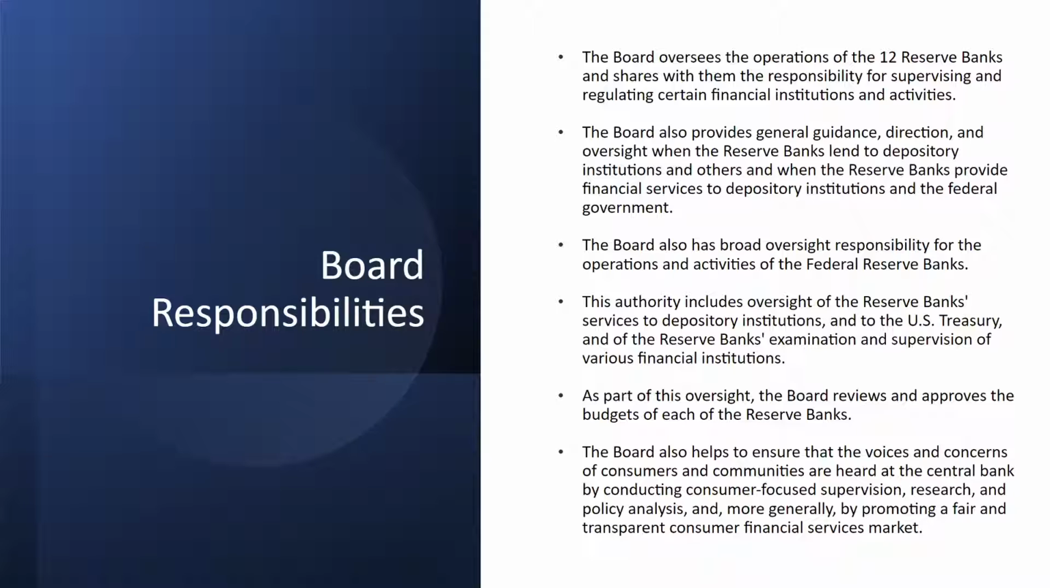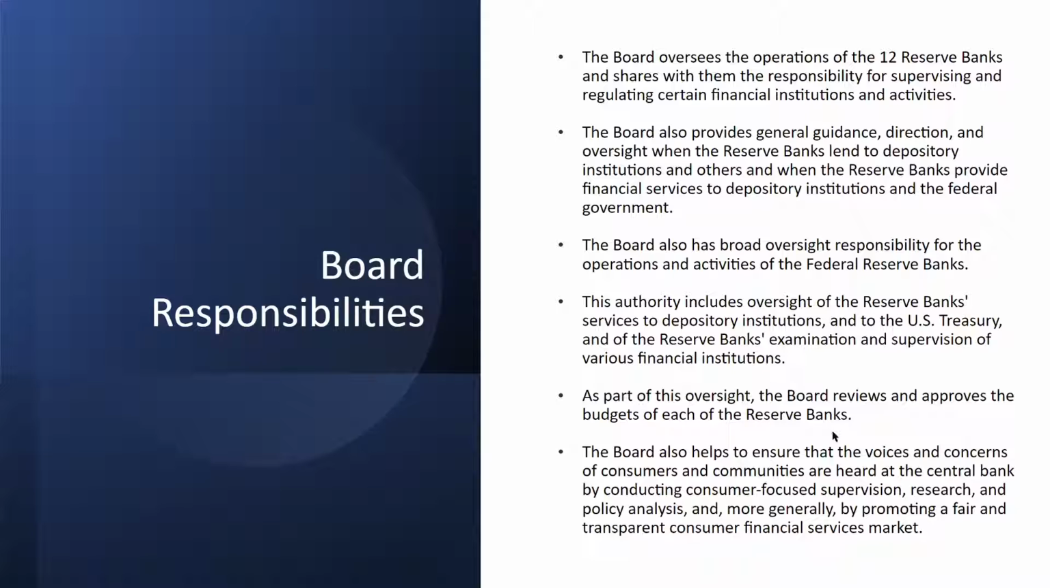This authority includes the ability to oversee the Federal Reserve's services to banks themselves, to the U.S. Treasury, and the Federal Reserve's examination and supervision of various financial institutions. What that really means is the Federal Reserve can go in, the Board of Governors, they can go in and physically check that you have whatever the percentage of money you're supposed to have, or they can verify that the amount of money that you claim to have on hand is the actual amount that you have on hand.